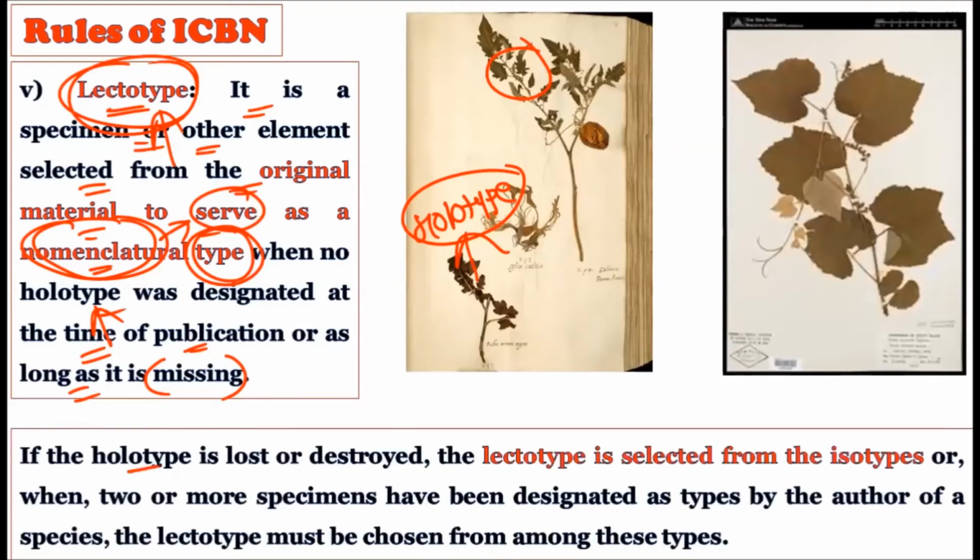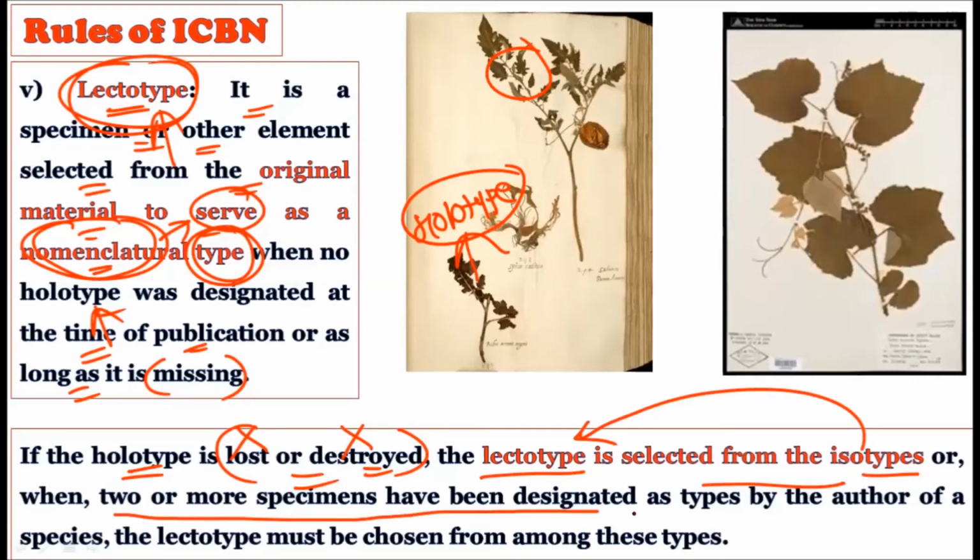If the holotype is lost or destroyed, that is, earlier there was a holotype but for some reason it got lost or destroyed, the lectotype is selected from the isotypes. So from the other plant material the lectotype is selected. Or when two or more specimens have been designated as types by the author of a species, the lectotype must be chosen among these types. So if two or more specimens are there, all forming isotypes, out of these we can choose one and treat it as a lectotype for the nomenclatural type.